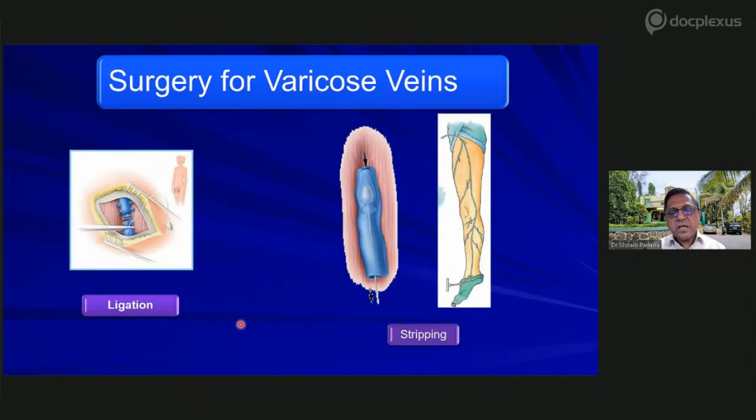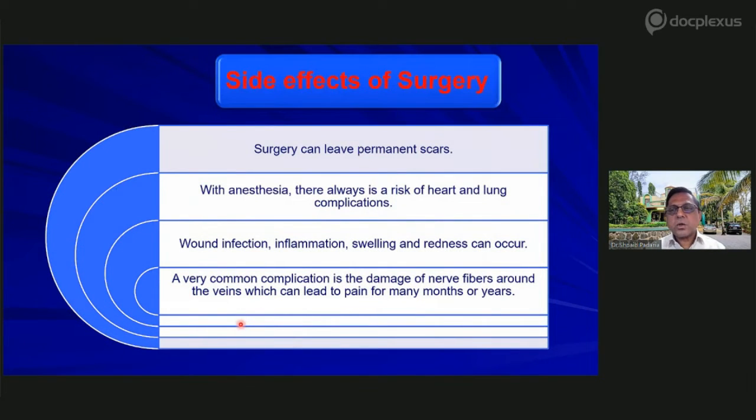Now, as far as surgery for varicose veins is concerned, the ligation and stripping, which we all know about, was done in the past, but obviously we also know there are lots of side effects of surgery. And surgery can leave permanent scars. With anesthesia, there's always a risk of heart and lung complications, wound infection, inflammation, swelling, redness can occur. And a very common complication of surgery is the damage of nerve fibers around the veins, which can lead to pain for many months or years.